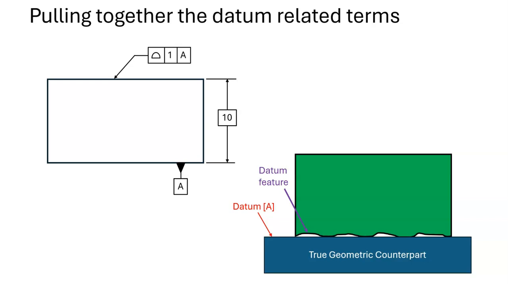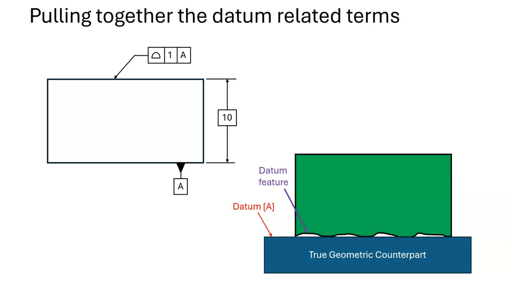Perpendicular to datum A, and perpendicular to each other, are two more planes. Together, they establish the datum reference frame. A datum reference frame is three mutually perpendicular planes. In this example, datum A is the only one of those three mutually perpendicular planes that is used.